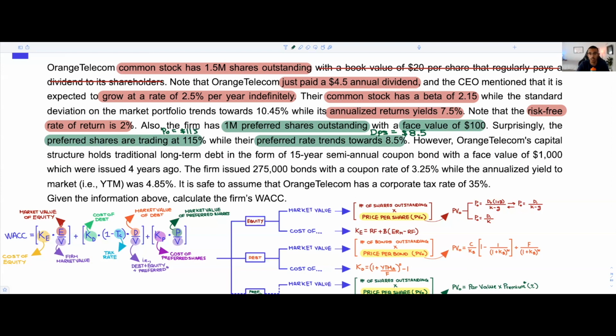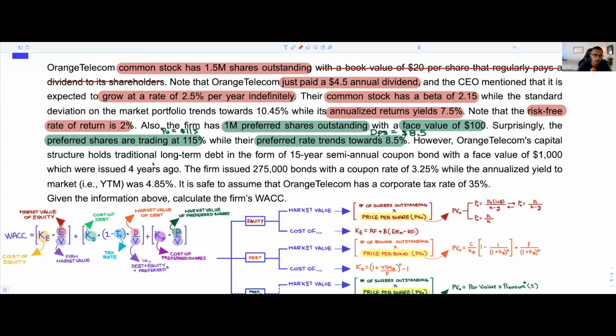Now, this is where it gets interesting. We're going to look at our section dedicated to our bonds, our actual debt, our long-term debt. However, Orange Telecom's capital structure holds traditional long-term debt in the form of a 15-year semi-annual coupon bond with a face value of $1,000. However, this was issued 4 years ago. That's important. Let's work with that.